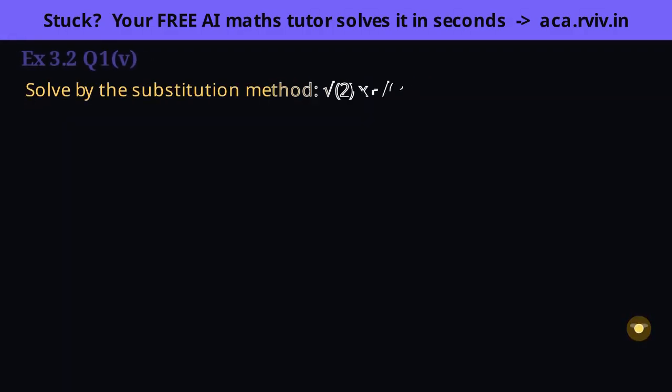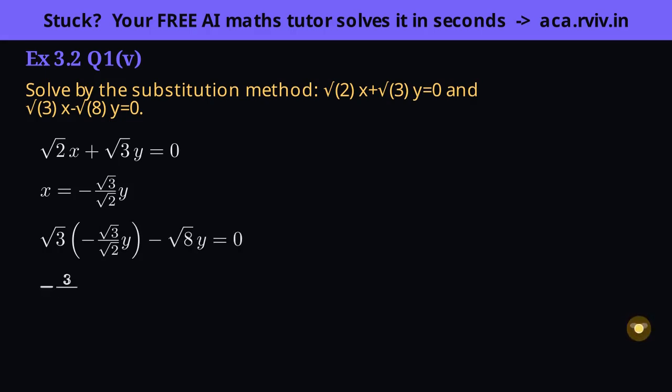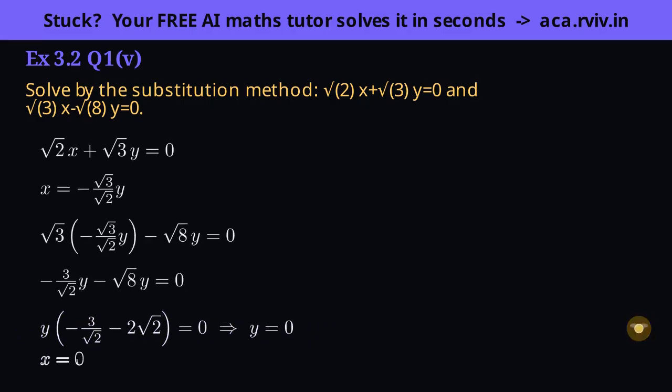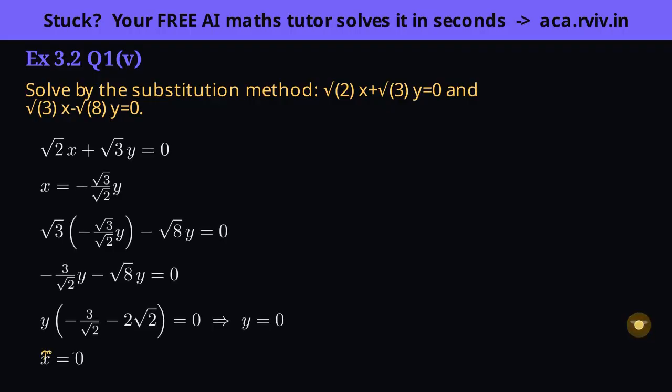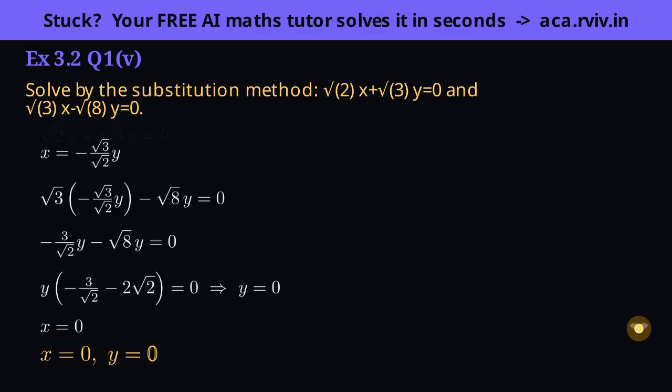No constants means a special meeting point. Set up: both equations equal 0 with no constant term, hinting the answer sits at the origin. Let's confirm. Isolate x from the first equation. Substitute into the second equation. Simplify the first term. Factor out y. The bracket is a non-zero number, so y must be 0. Back substitute for x. Insight: 2 lines through the origin with no constant term always meet exactly at the origin.